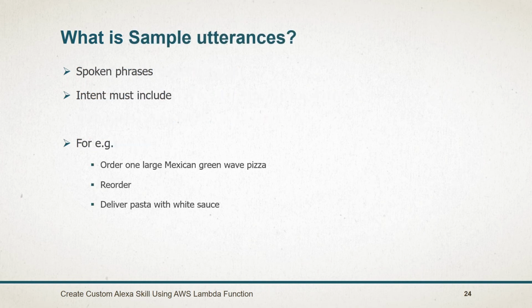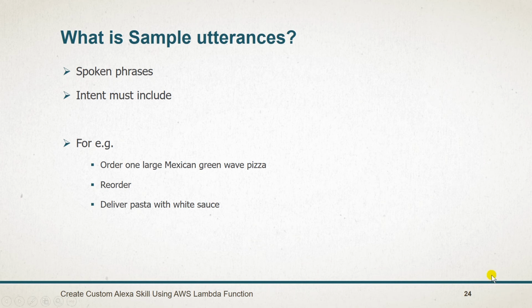The sample utterances are set of likely spoken phrases mapped to the intents. Intent must include one or more sample utterances to build the model. For example, in food ordering skill, the user may say, order one large Mexican green wave pizza, reorder, deliver pasta with the sauce, etc. You can add all possible ways that user may say.